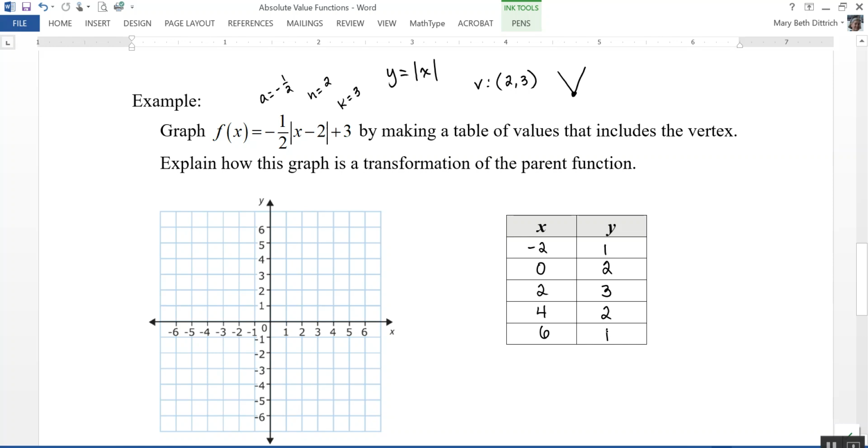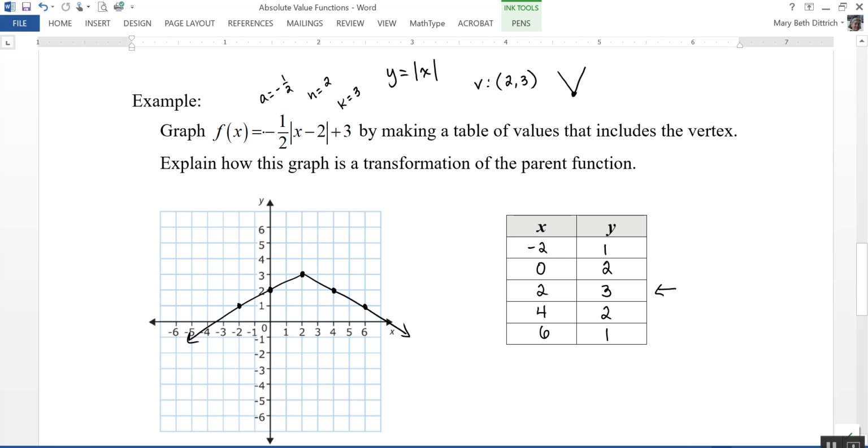So let's go ahead and graph that. So negative 2, 1, 0, 2, 2, 3, 4, 2, and 6, 1. There's one piece, and there's the other piece. Now, let's see, does that make sense? So my vertex was the point 2, 3, and indeed that is my vertex.